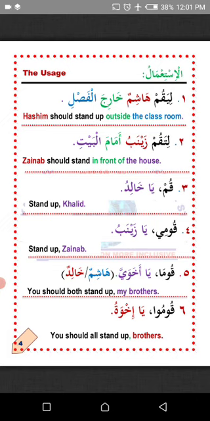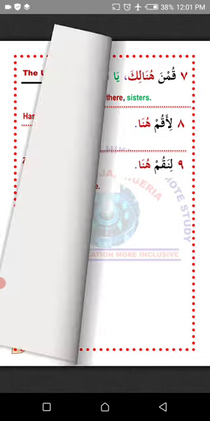Number 5. Kuma ya akhawayya. Kuma, you should both stand up. Ya akhawayya, my brothers. How many brothers? 2 brothers. Number 6. Kumu ya ikhwa. Kumu, you should all stand up. Ya ikhwa, brothers. La'alaka fahimt? I hope you understand. MashaAllah.